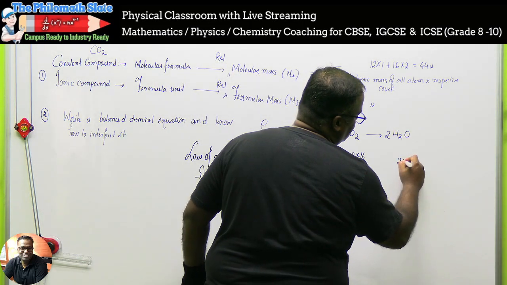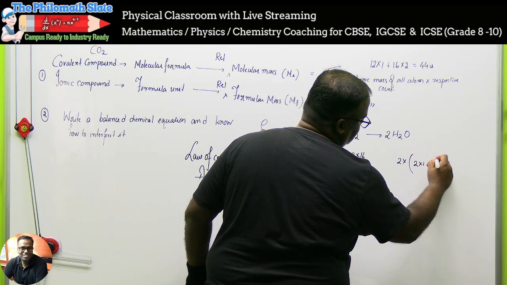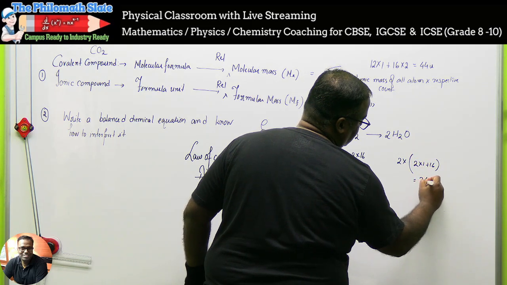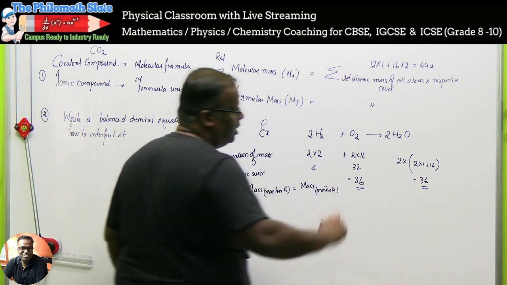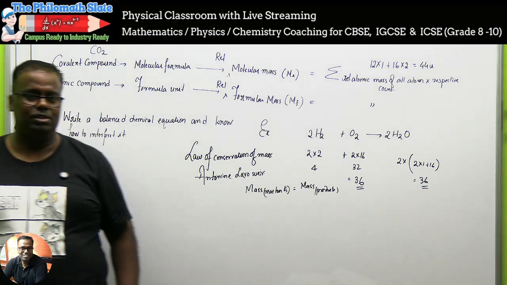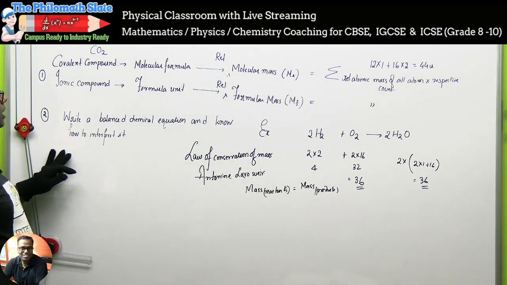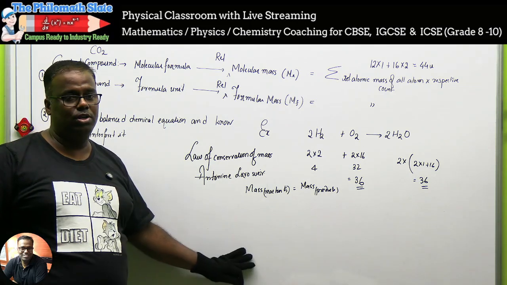So 2 into, let's see for water. Water is 2 hydrogen, so 2 into 1 plus 16, that is 18. So this side also you will get 36. This has to tally at the end of the day. If this does not tally, somewhere you are making a mistake. Clear? So this knowledge is very important. Write a balanced chemical equation and know how to interpret it.